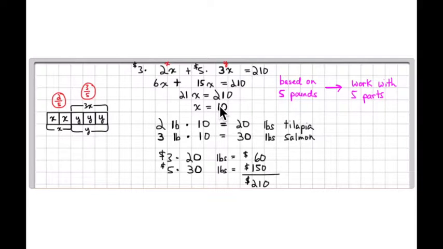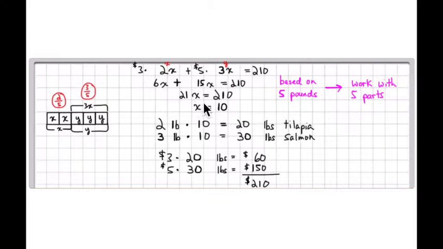So I go into that store, I'm going to buy 2 pounds of tilapia at $3 a pound. I'm going to spend $6. I'm going to buy 3 pounds of salmon at $5 per pound, so I'm going to spend $15 on the salmon. So once again, I go into the store with $21, and I take 6 of those dollars to buy 2 pounds of tilapia. That leaves me with $15 that I can use for the salmon, and that's 3 pounds.